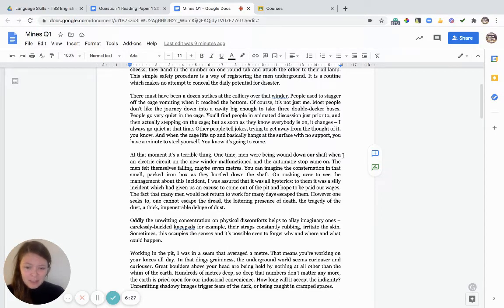Hundreds of metres deep. So deep that numbers don't matter anymore. The earth is pried open for our industrial convenience. How long will it accept the indignity? Unremitting shadowy images trigger fears of the dark, or being caught in cramped spaces.